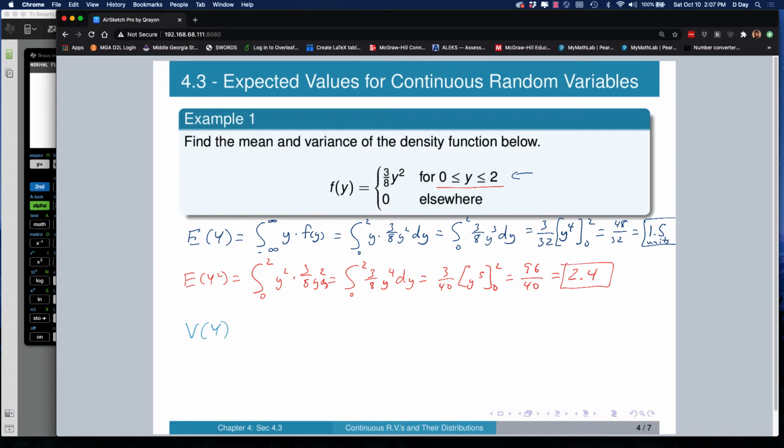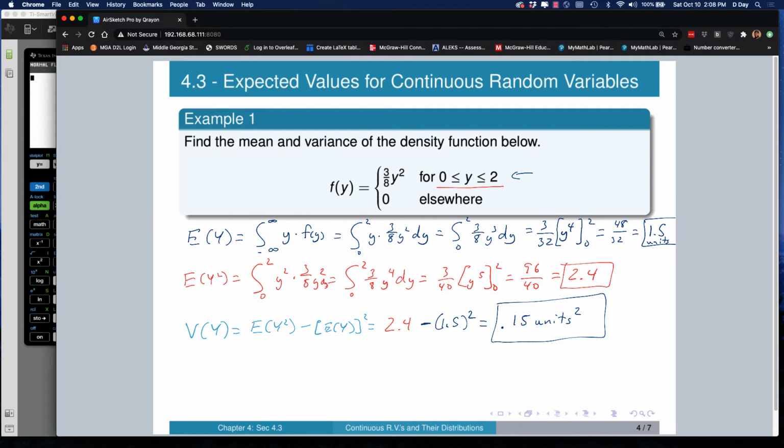The variance of y, again, is just going to be good old expected value of y squared minus the expected value of y, squared, which will be 2.4 minus 1.5 squared, which ends up giving us 0.15 units squared. So those are the two answers we wanted.